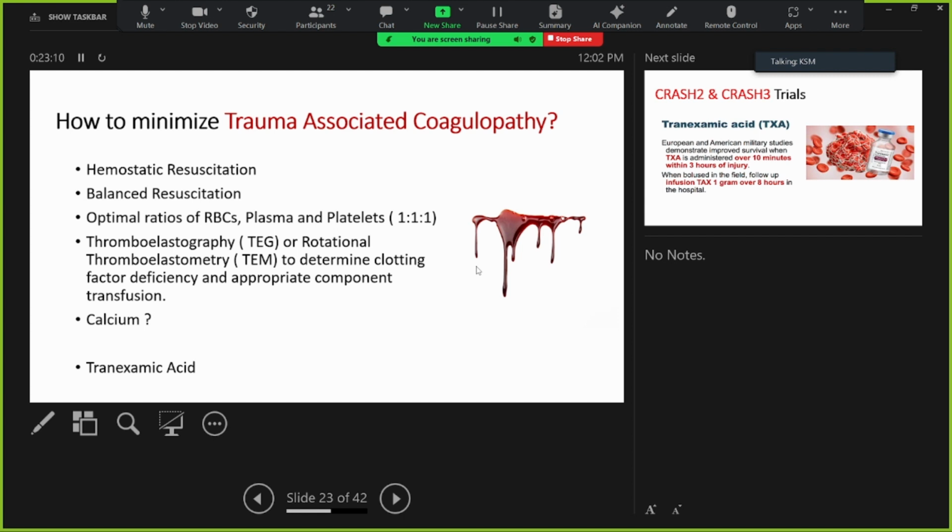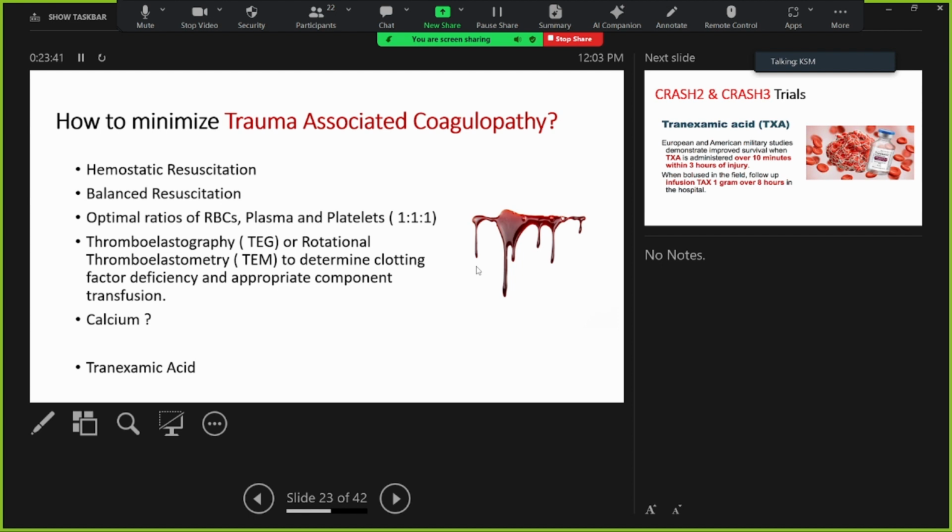Point of care testing with TEG and TEM has been influential in managing this coagulopathy because that will give a good idea about which exact factors are deficient and what exact components need to be transfused. So this will reduce the amount of fluids going into the patient, the amount of RBCs, the amount of platelets, and in turn that will reduce the reactions as well.